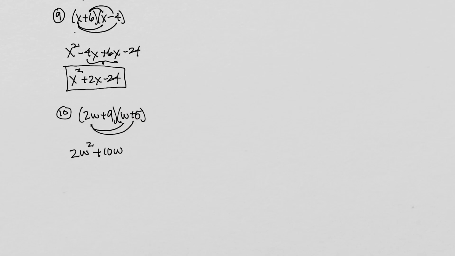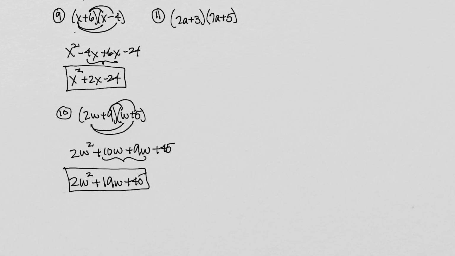So we've run the 2w through. Now move over to the 9 and run it through. So we're going to get positive 9 times w is positive 9w, and positive 9 times positive 5 is positive 45. The two middle terms will combine. We'll get 2w squared plus, now 10w plus 9w is 19w's plus 45.